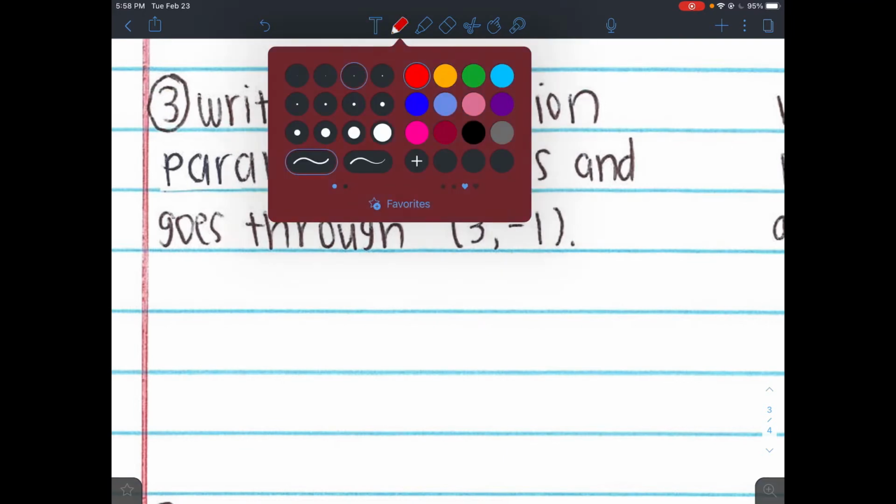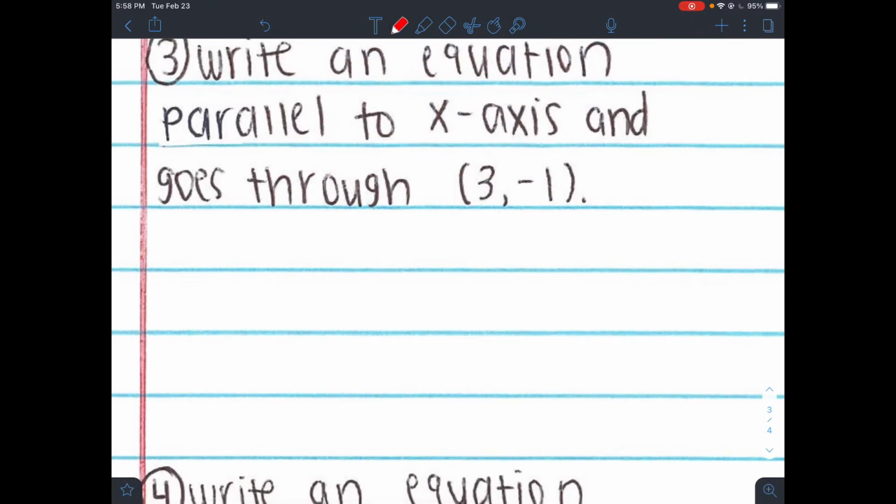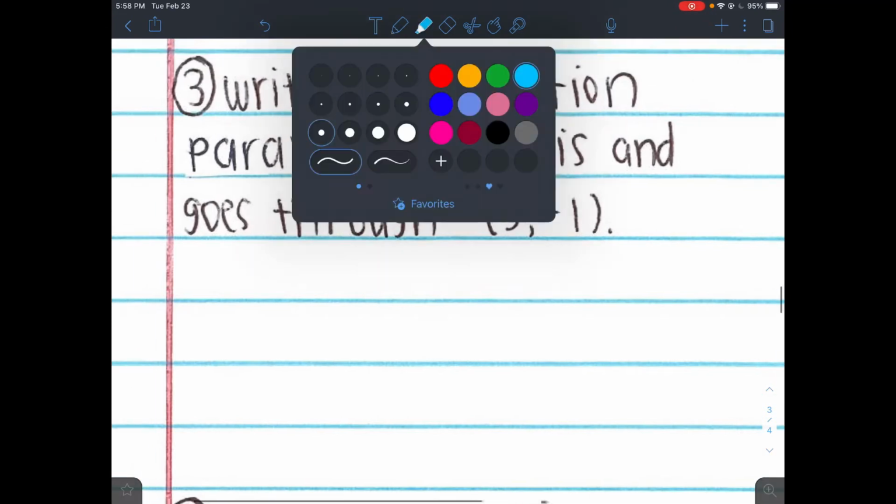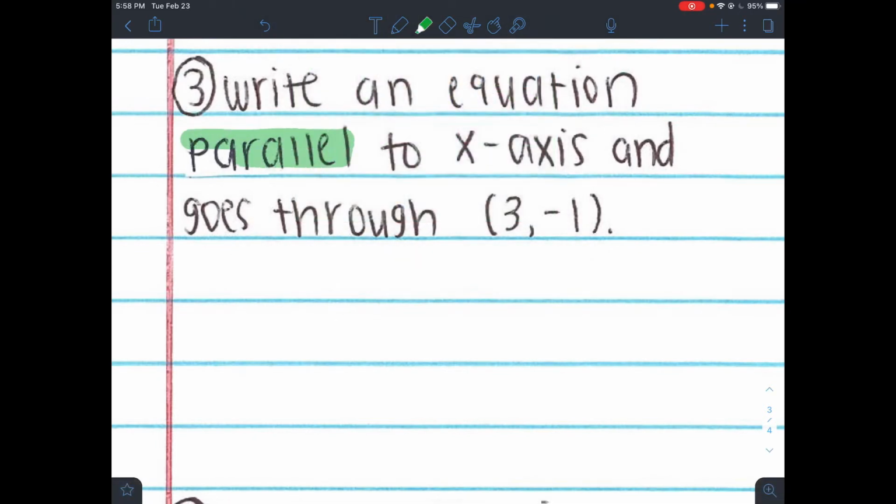So let's go ahead and look at the first problem. Write an equation parallel to the x-axis, and it goes through 3, -1. All right, so did they give us an equation this time? Did they give us a slope-intercept equation or a standard form equation or anything like that? No, they didn't give us any of that. But we do know that it has to be parallel. We need to create a parallel line, and we want it to be parallel to the x-axis.